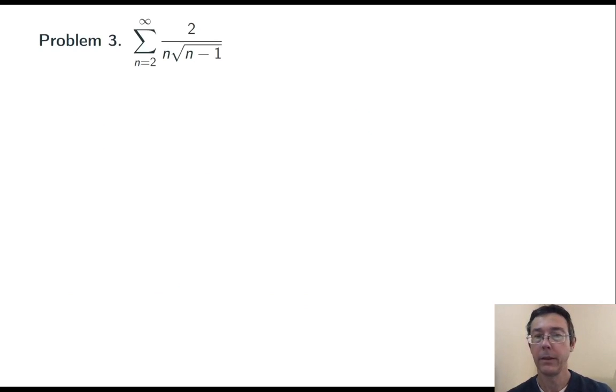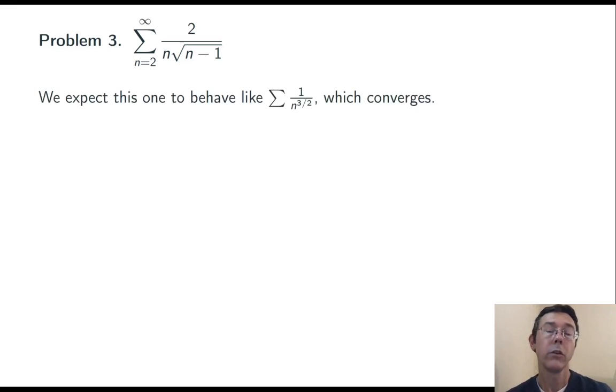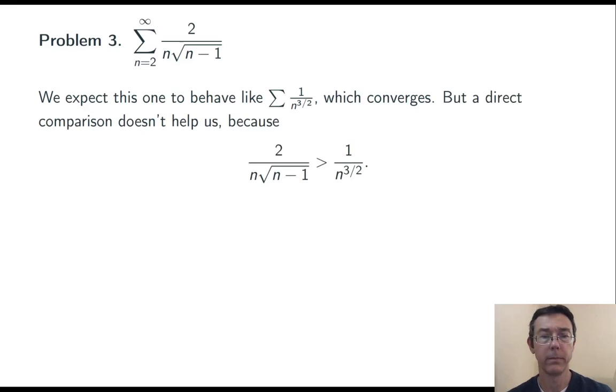Problem 3. Sum n equals 2 to infinity, 2 over n square root n minus 1. The series here is starting at n equals 2, so that I don't have to worry about dividing by 0 when n is 1. So I expect this one to behave like 1 over n to the 3/2. Just kind of ignore that -1 for a second, only look at the powers of n square root of n. So that's a convergent p series. There p is 3/2, which is greater than 1.